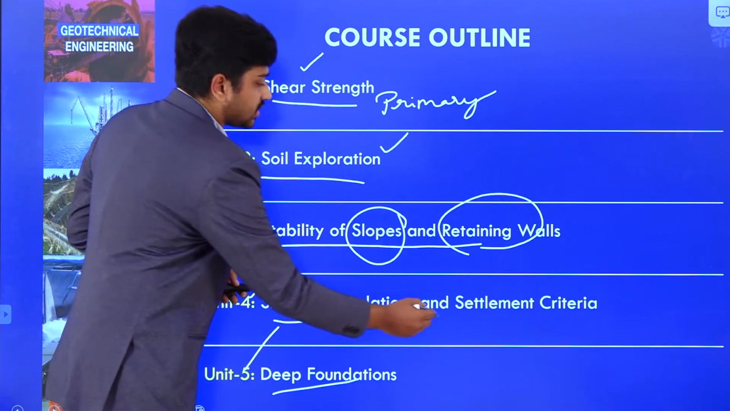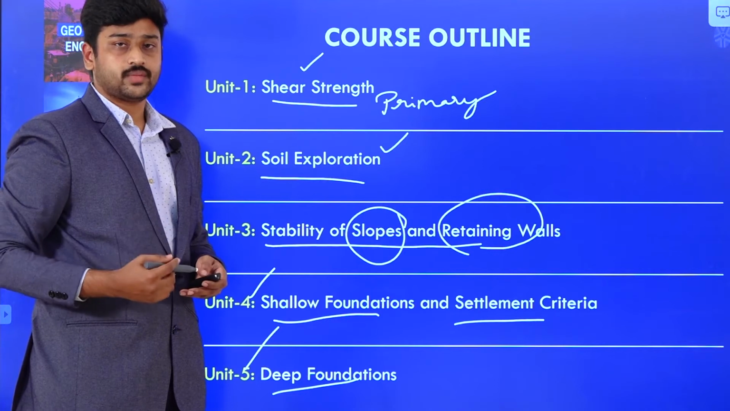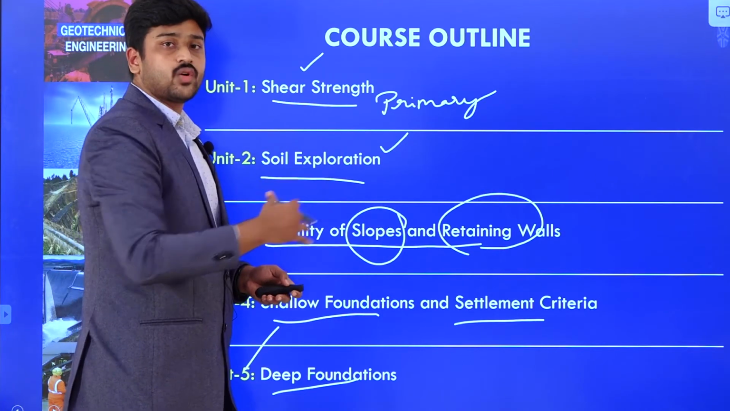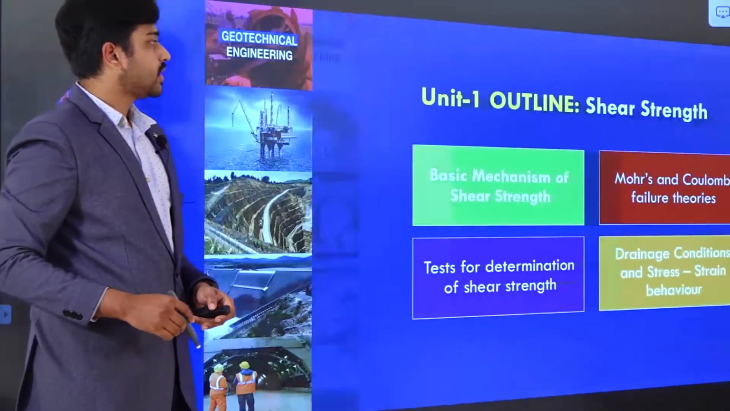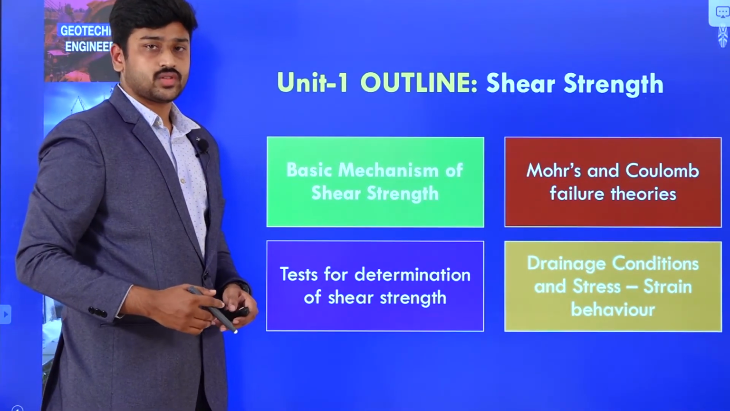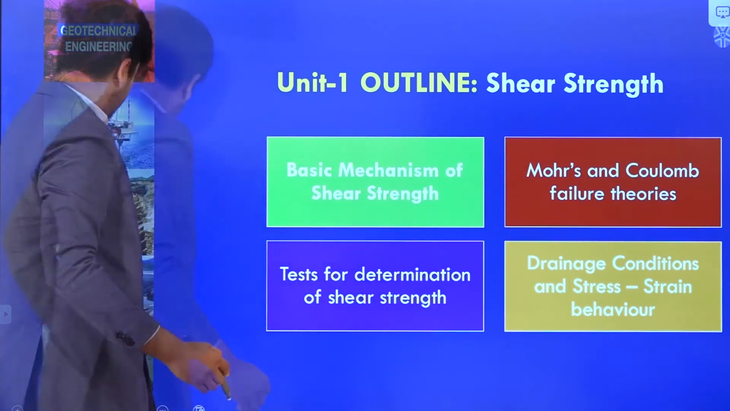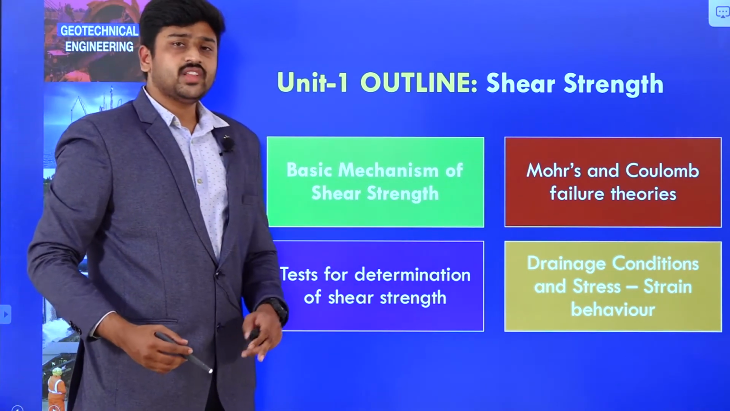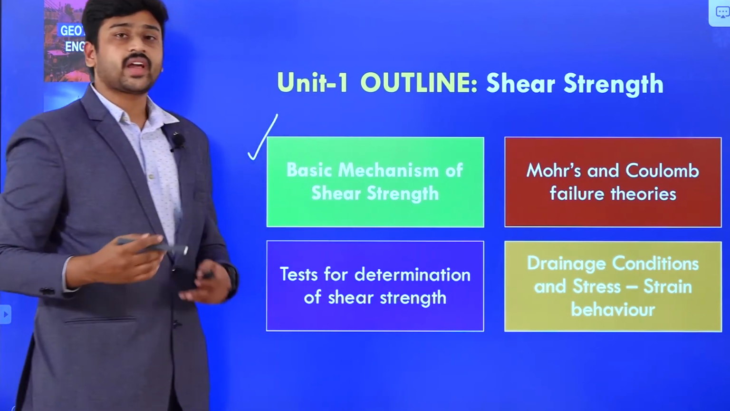Okay. So the settlement in case of any soil can be clearly observed. So this is the entire course outline for this particular unit. Now coming to the unit 1 course. As I have said, we will be discussing the shear strength. In this shear strength, initially we will be trying to understand the basic mechanism of shear strength.